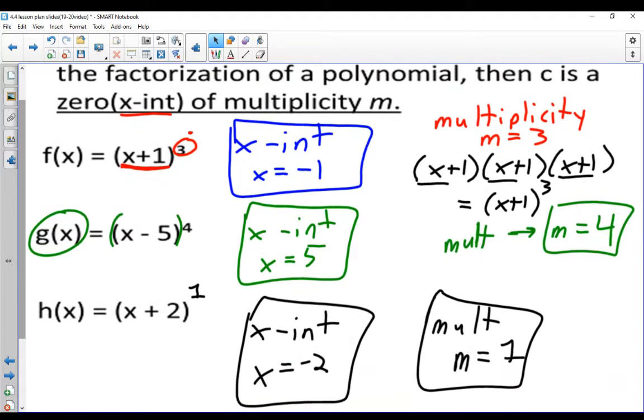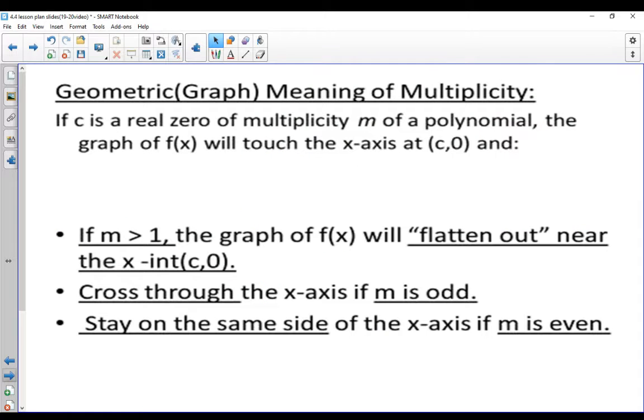So with that said, now moving on to the second topic of today's lesson, the geometric or graph meaning of multiplicity.